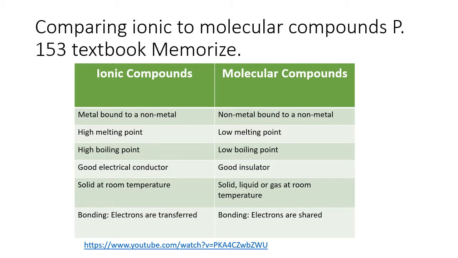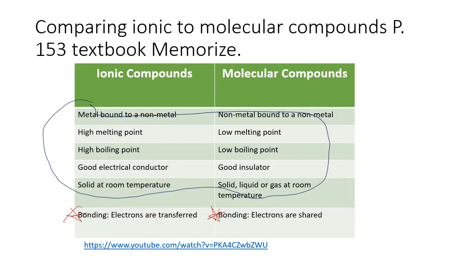I'm not going to talk too much about this. You're going to have to know the difference between ionic and molecular compounds in terms of their properties, and it has to do with the kinds of bonding that happens. So the reason why you see all of this up here is because of the type of bonding. In ionic compounds, it's a transfer of electrons. Electrons are going from the metal to the non-metal.